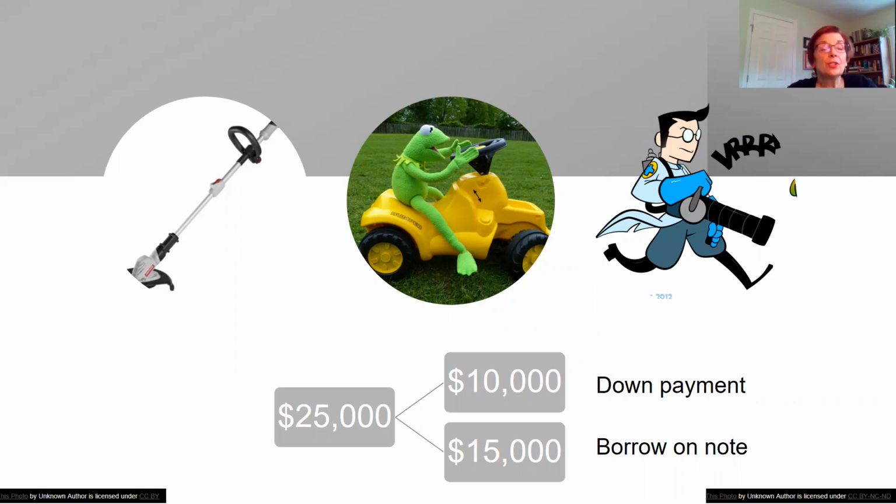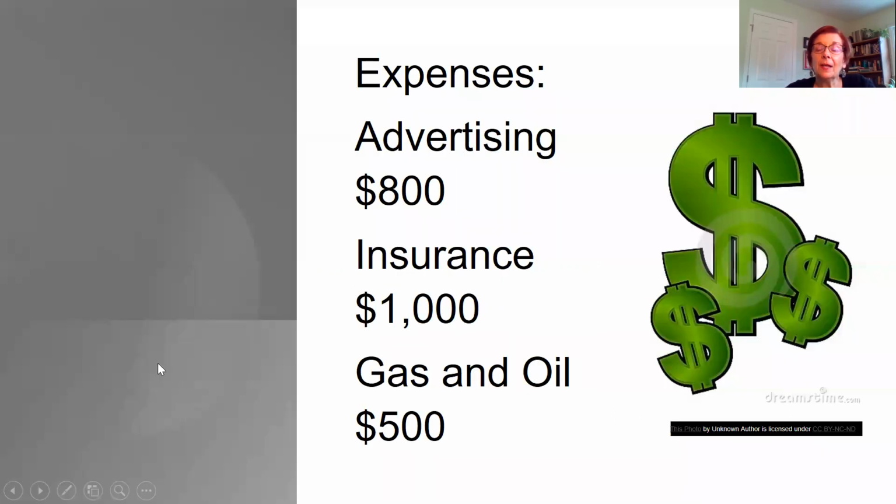Okay, so that's called a note payable, because you sign a note promising the bank that you're going to pay it back, and you're going to have to pay interest on that borrowing, right? So for now, we're going to ignore the interest. In real life, of course, you would have to pay interest to the bank. All right, so now you have your equipment.